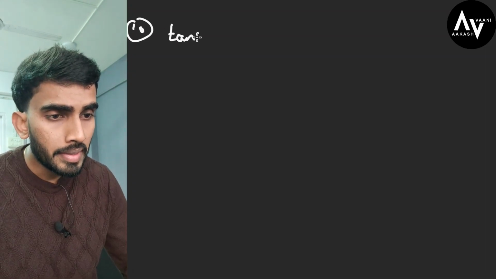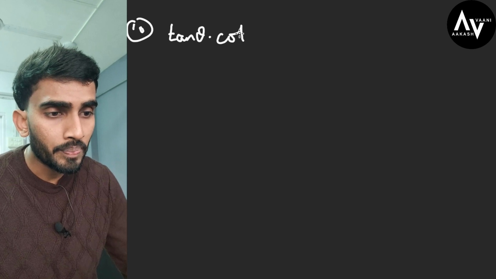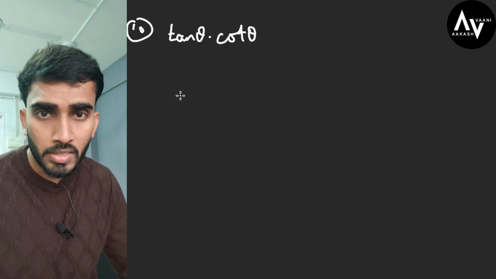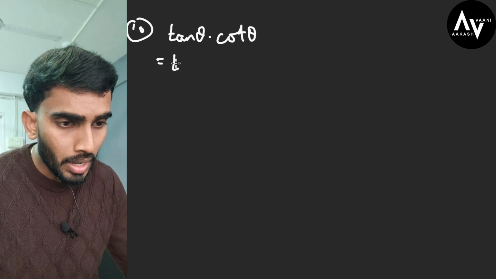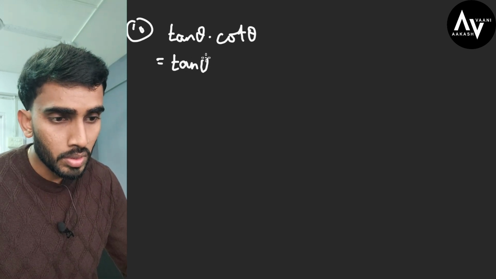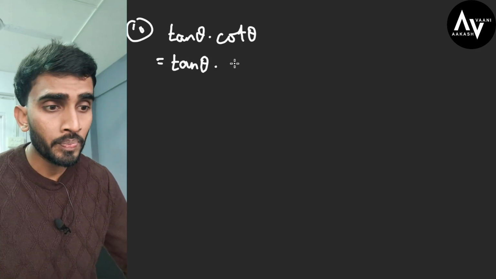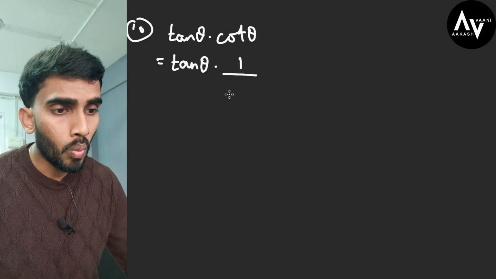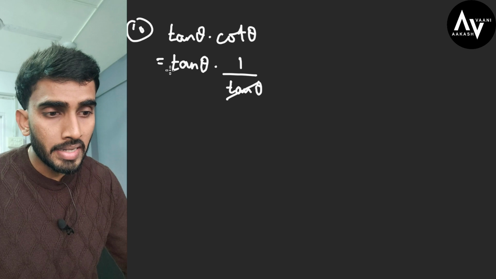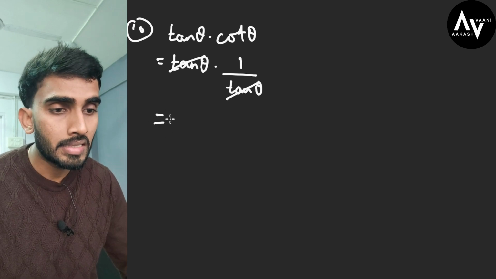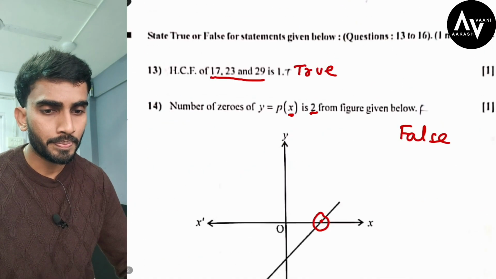Tan theta into cot theta is equal to what? Here we have tan theta into cot theta. As they are both reciprocals of each other, their product is going to be 1. But here I will show you how it is happening actually. So tan theta as it is, and we can write cot theta as 1 upon tan theta. As a result, this tan theta and tan theta get cancelled, and so the answer is 1.